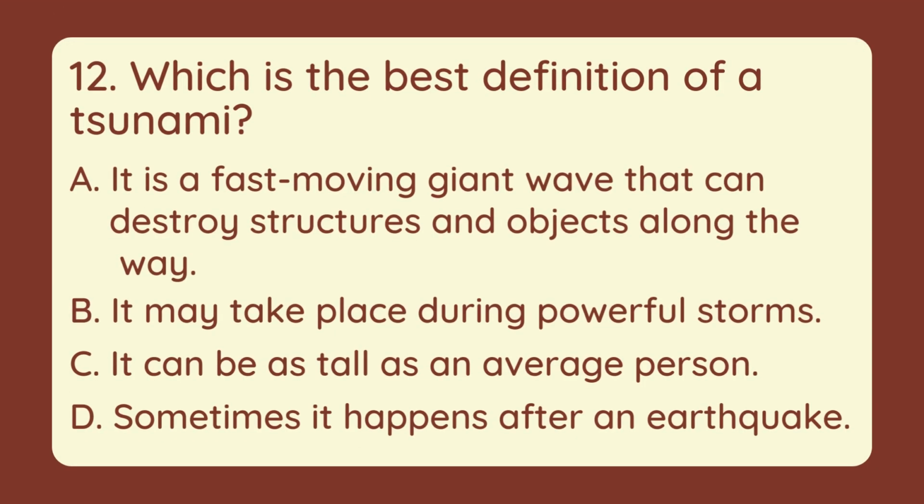Number 12. Which is the best definition of a tsunami? A. It is a fast moving giant wave that can destroy structures and objects along the way. B. It may take place during powerful storms. C. It can be as tall as an average person. D. Sometimes it happens after an earthquake.